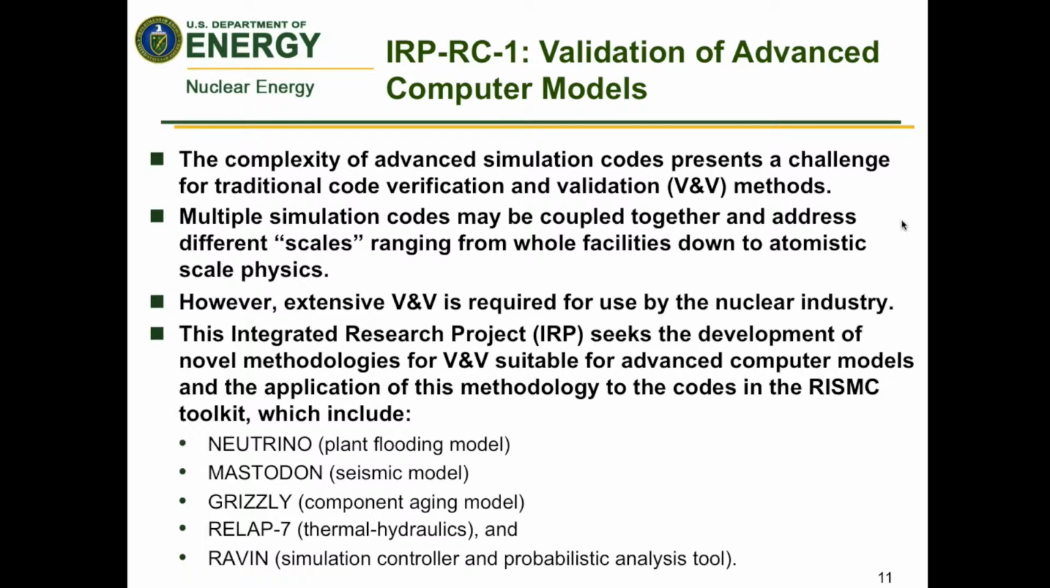Is adding Grizzly advanced concrete modeling capabilities considered in the IRP RC1 area, if it is included with complete V&V? Well, certainly we would want to include the Grizzly code as part of that, absolutely. But again, the focus of the IRP is on advanced V&V methods. So, Grizzly would be one of those codes, but we'd want a method that would apply to more than just the Grizzly code.